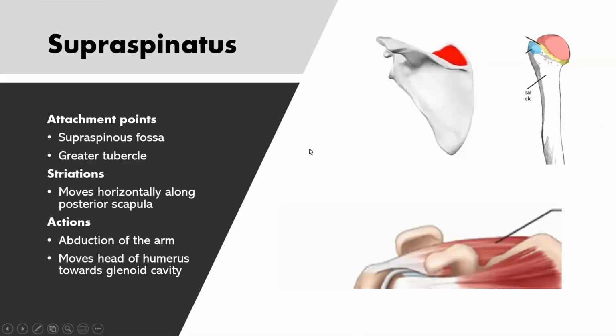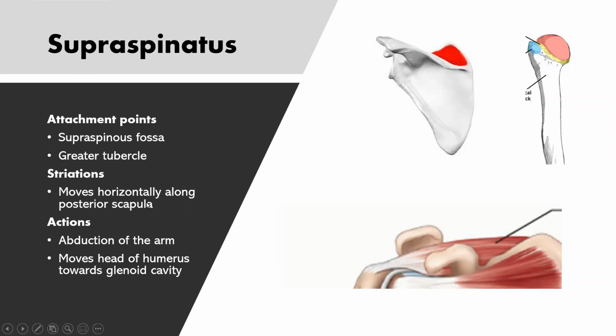So looking more into the rotator cuff muscles, the attachment points for the supraspinatus, which is first up, the medial attachment point is the supraspinous fossa, which is located right here on the scapula. It is also laterally connected to the greater tubercle of the humerus, which can be seen in this blue right here. The striations can be seen in this image, that it runs horizontally superior on the scapula.